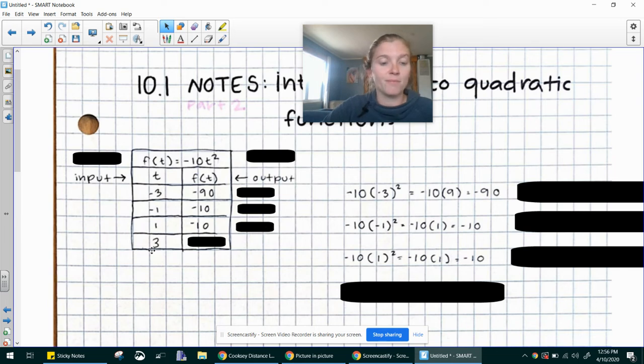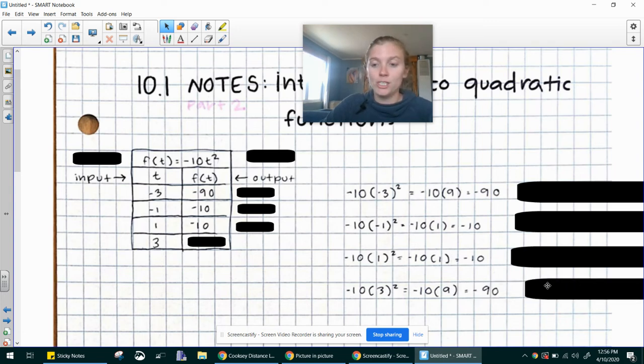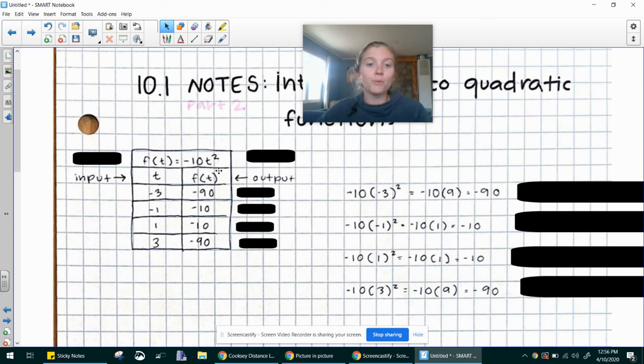And finally, if my input is 3, negative 10 times 3 squared is the same as negative 10 times 9, which is the same as negative 90. This is how I create a function table or an input-output table for quadratic functions. This also allows me to graph quadratic functions because the input would be our x values and the output would be our y values.